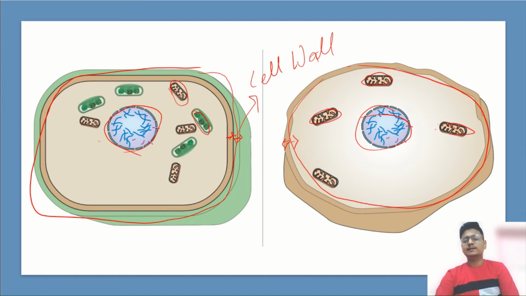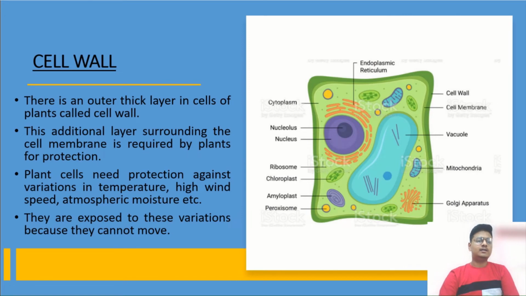Okay, now let's discuss this plant cell. The animal cell's outermost membrane is the cell membrane, whereas the plant cell's outermost layer is called the cell wall. Now let's see what the cell wall is. There is an outer thicker layer in the plant cell called the cell wall. This additional layer surrounding the cell membrane is required by plants for protection.